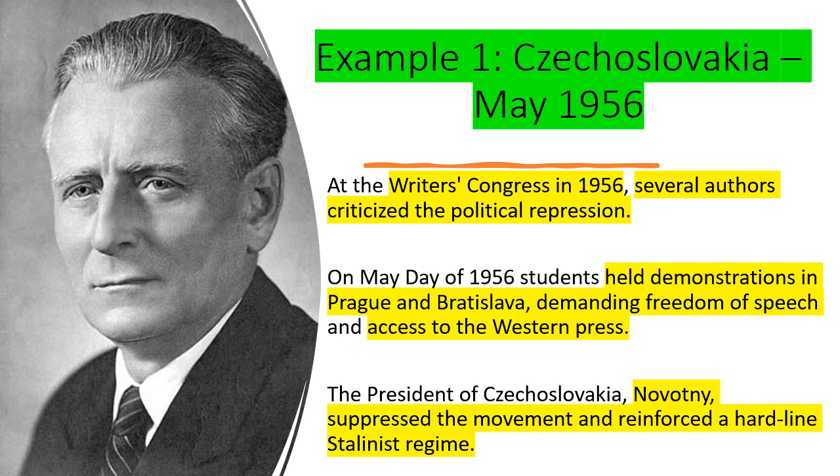They tried in May, just a couple of months later in Czechoslovakia. Criticism was made of the Soviet rule by the Writers' Congress. Students came out to protest in May that year in Czechoslovakia, wanting democracy, freedom of the press, less oppression, or no oppression, of course. The leader was a man called Novotny, and he squashed that straight away.